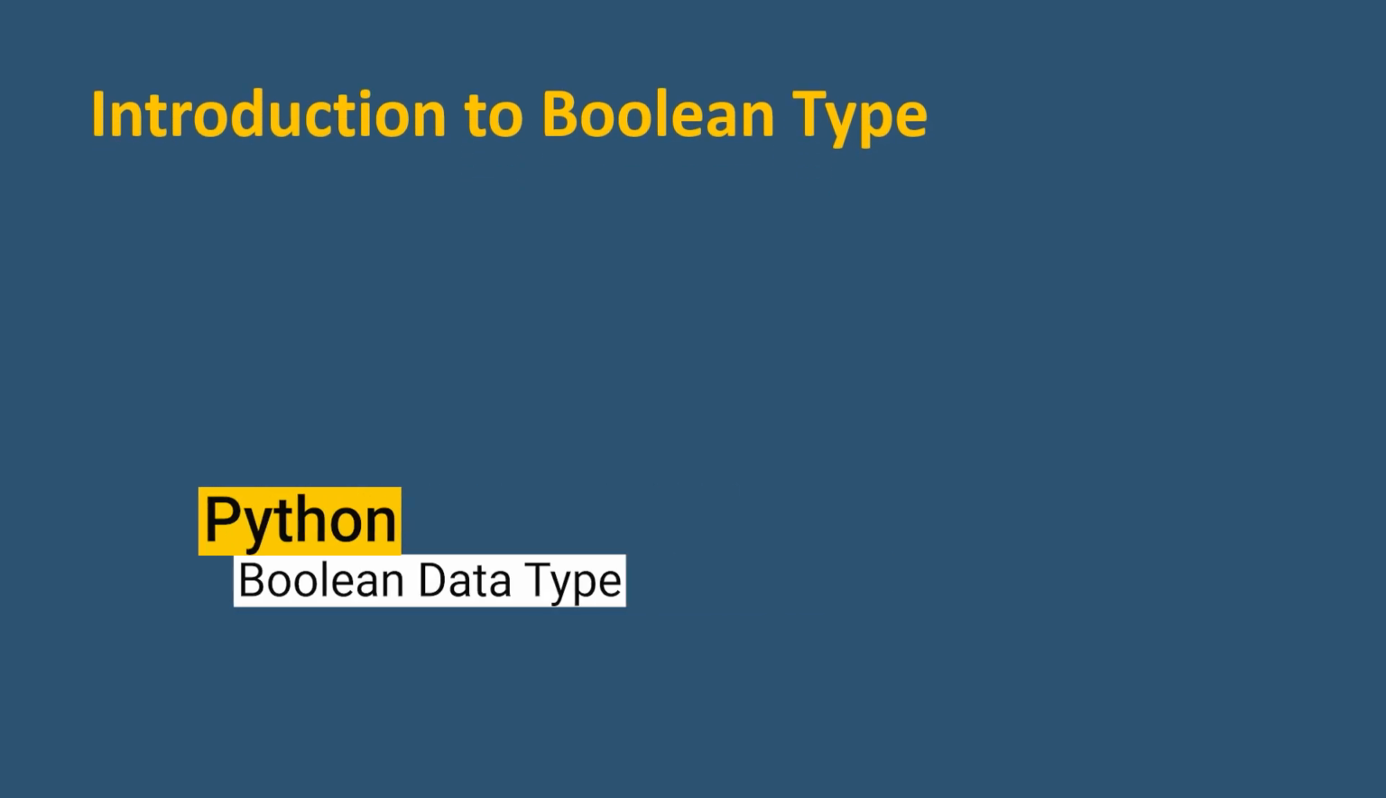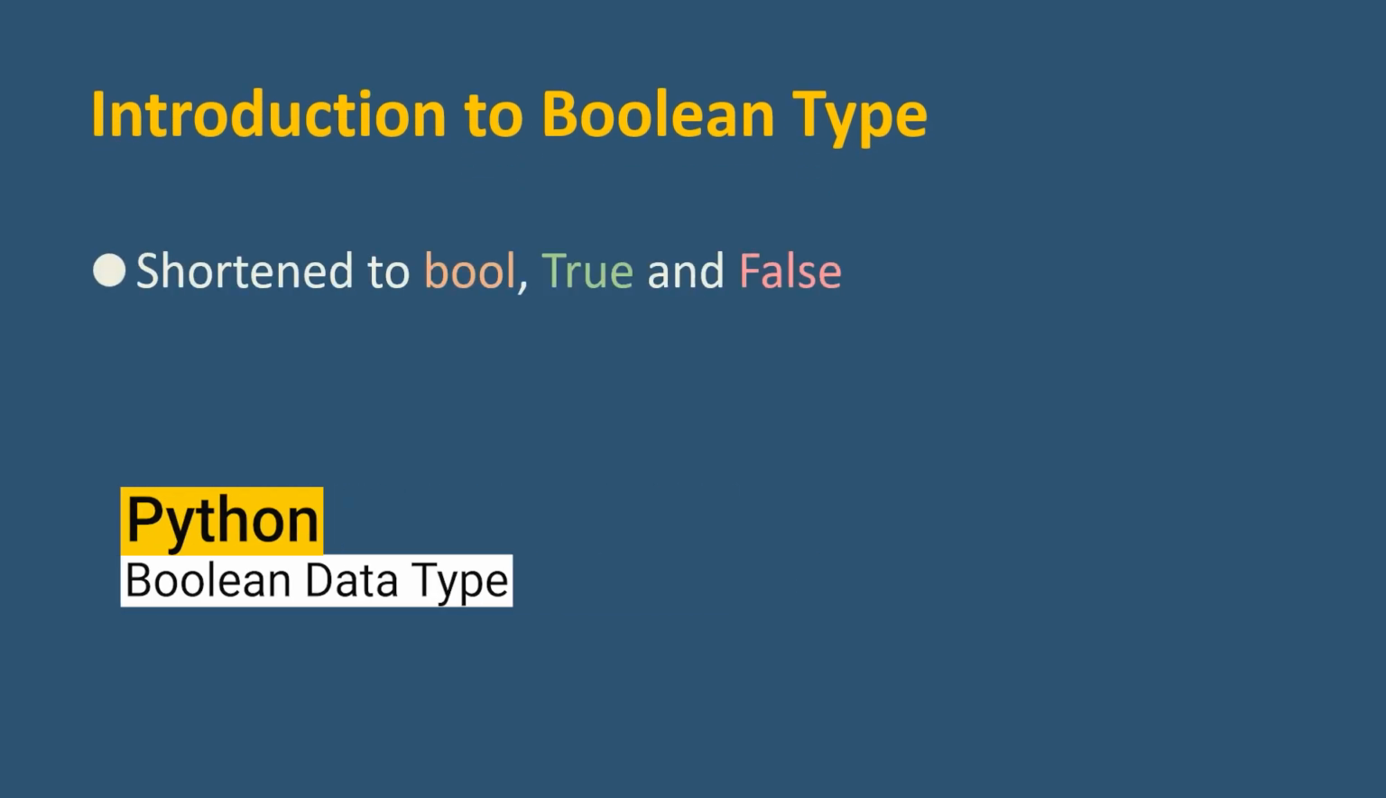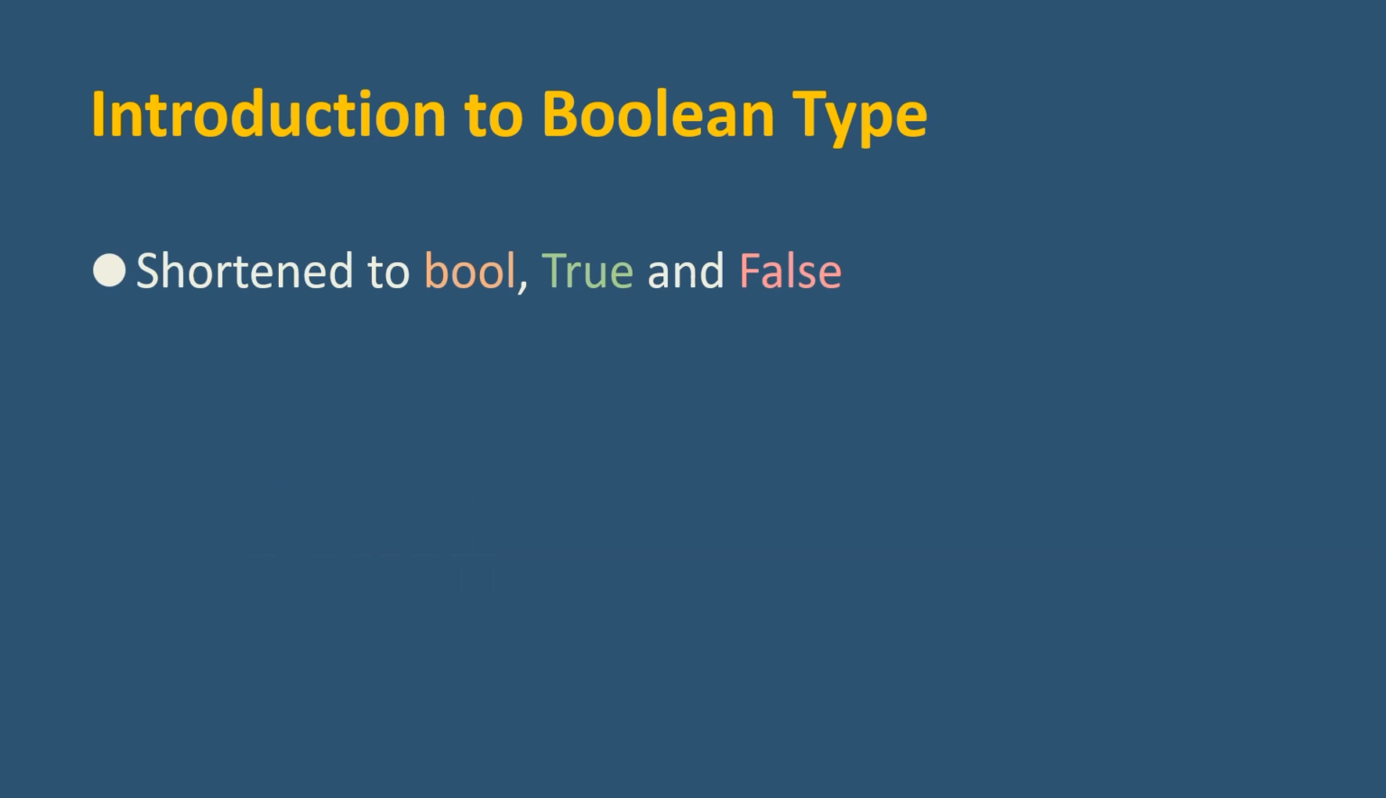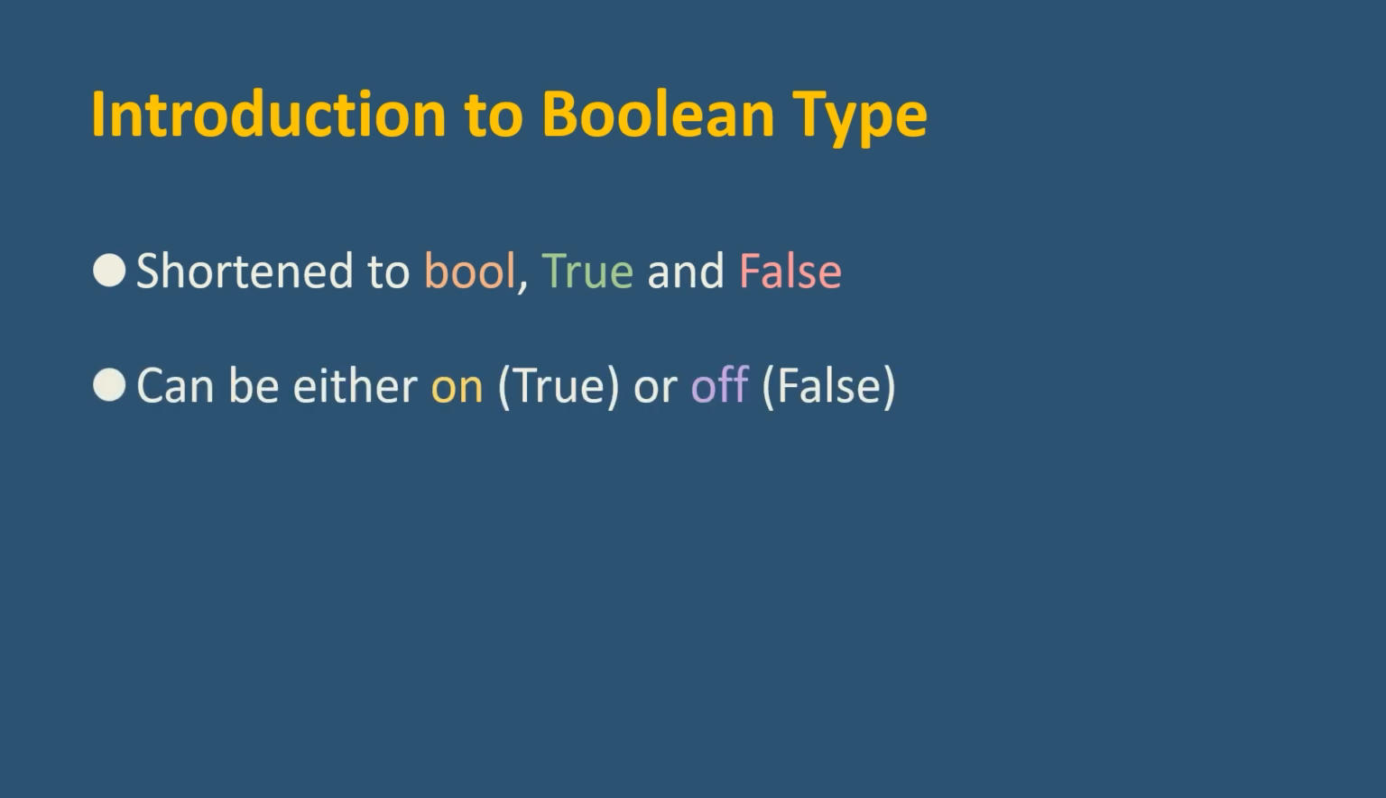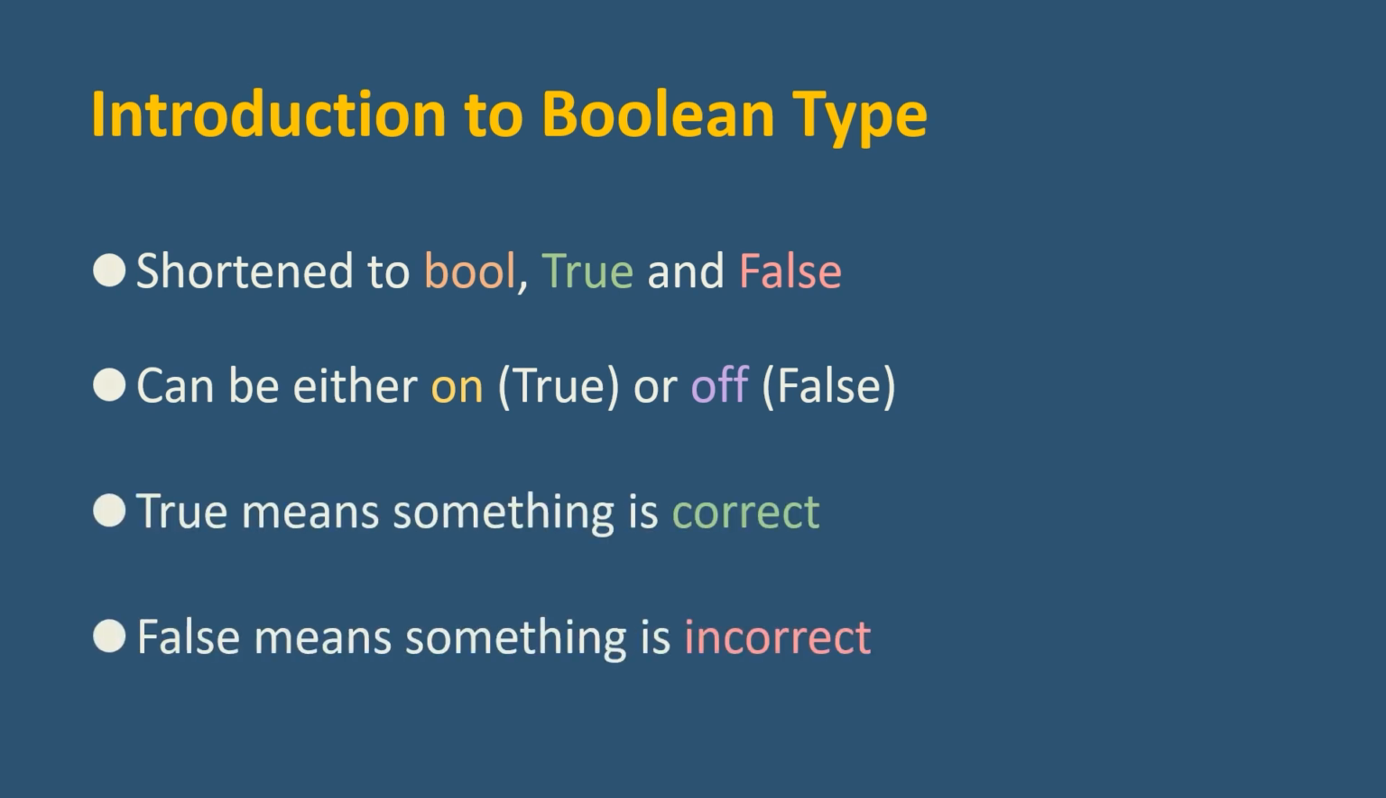The Boolean data type, often shortened to bool, is a fundamental concept used to represent two possible values, True and False. It represents the basic concept of truth values, similar to a light switch that can be either on, True, or off, False. True means something is correct, or it happens. False means something is incorrect, or it does not happen.